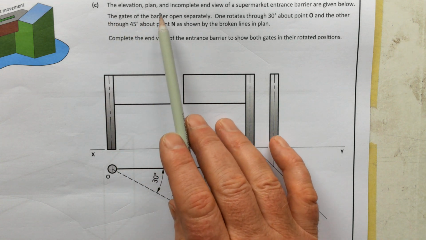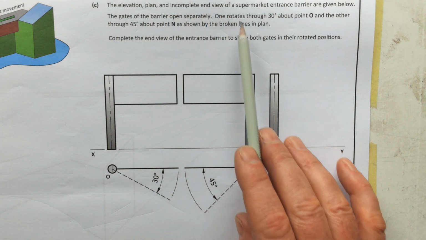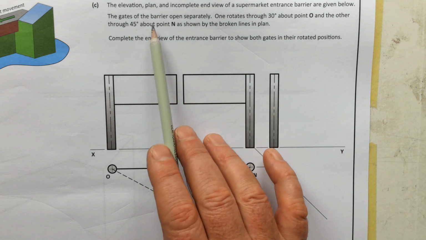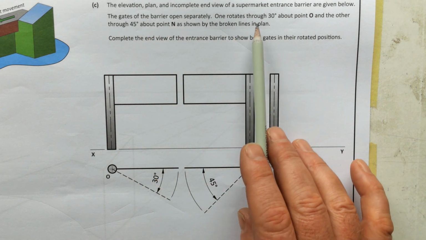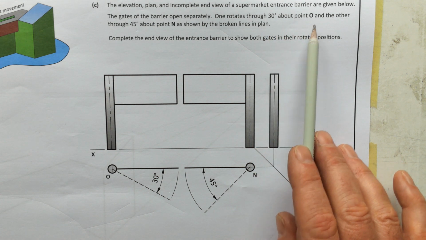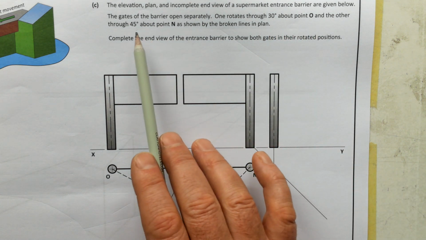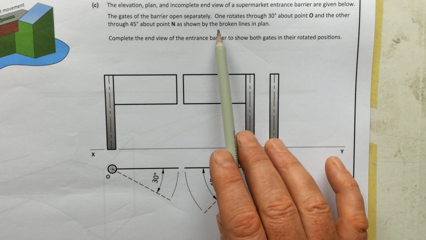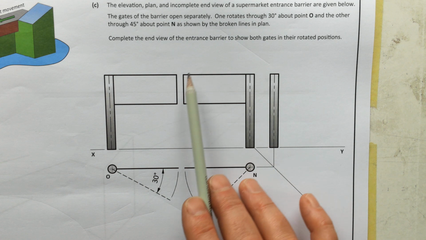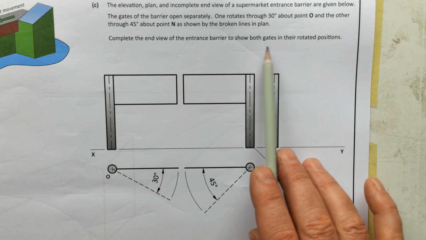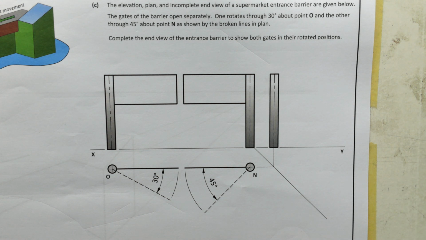So 5C, the elevation plan and incomplete end view of a supermarket entrance barrier are given. So the gates of the barrier open separately, one rotates through 30 degrees about O, and the other one goes 45 degrees about N, as shown by the broken lines in the plan. Okay, so complete the end view of the entrance barrier to show both gates in their rotated position.